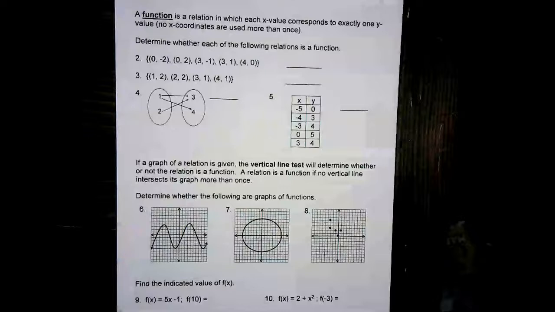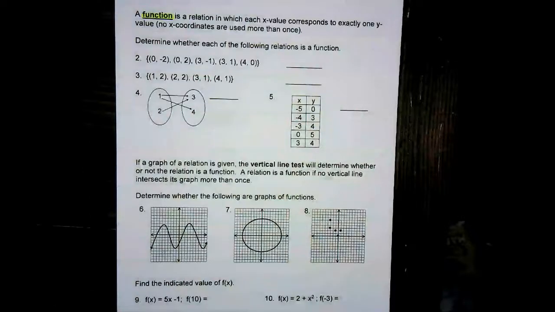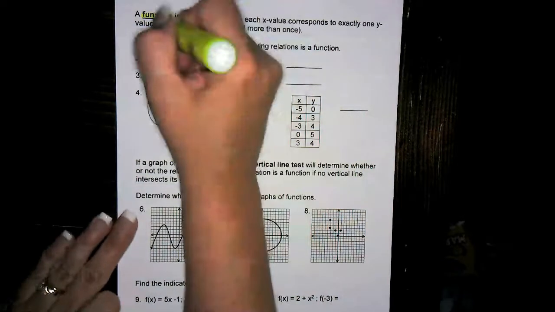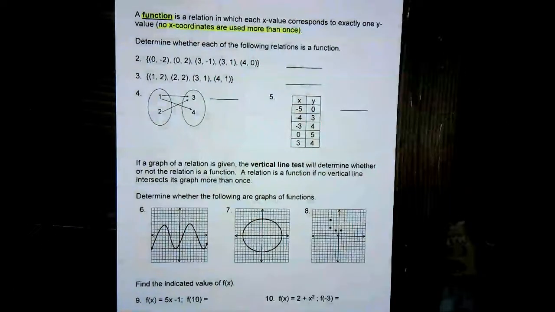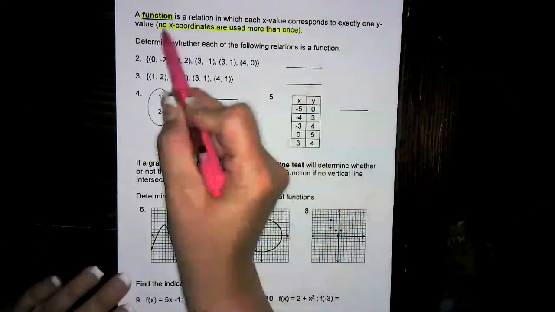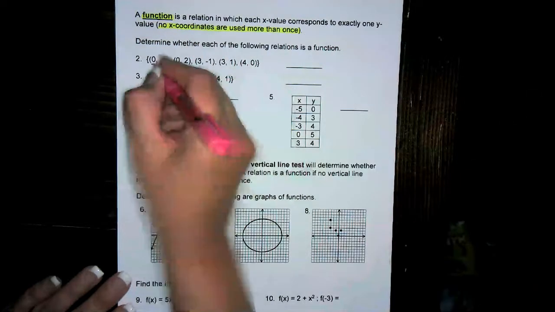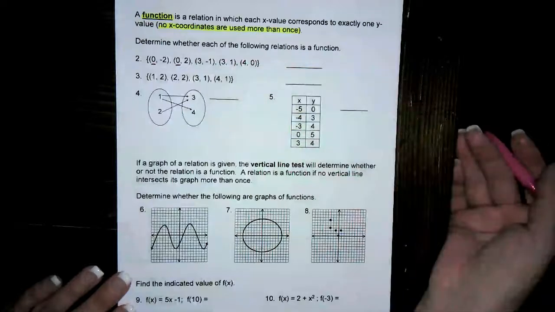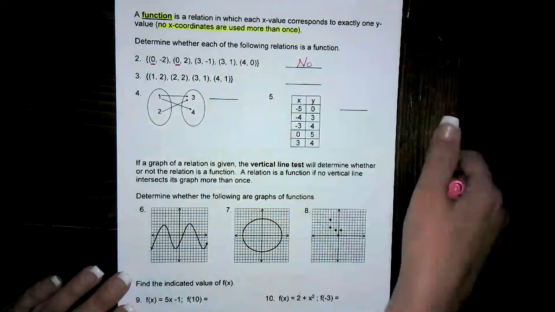Next, a function is a special kind of relation. A function is a relation where the x values correspond to exactly one y value. But here's the easy shortcut version. None of the x coordinates are used more than once. So let's look at number 2 and ask ourselves, is it a function? If any of the x values are used more than once, it doesn't get to be a function. Well, looky here at the first 2. I see that the 0 is used twice as the first coordinate. That means it's not a function.